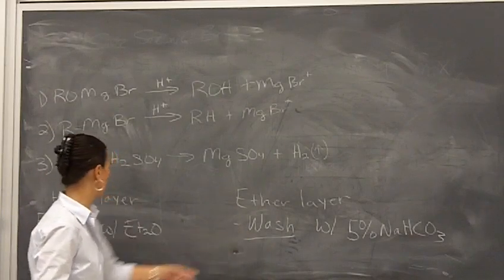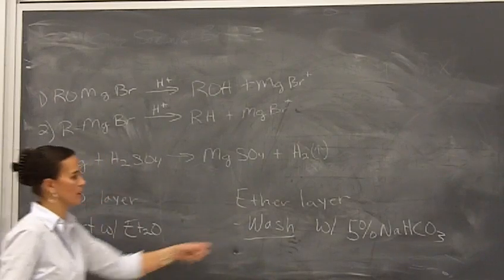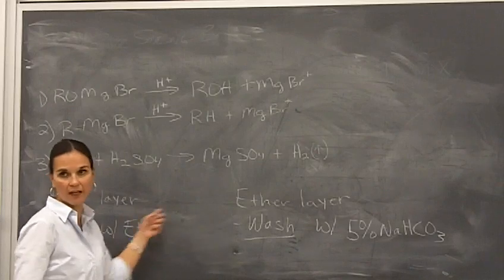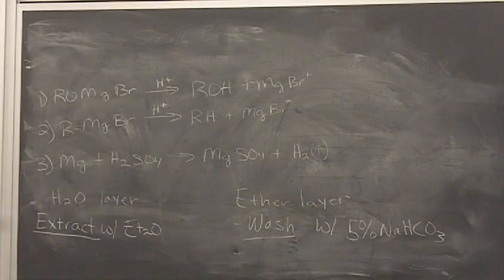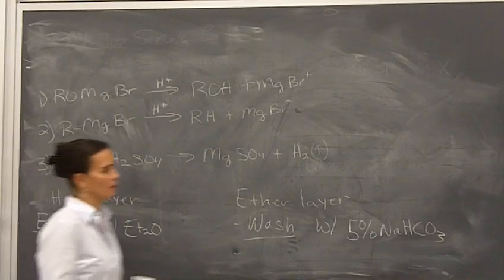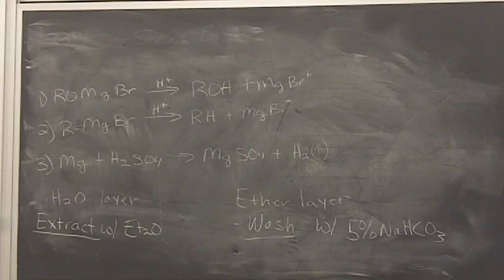Because if you combine this aqueous layer with this aqueous layer, this is acidic, this is basic, you'll get a little bit of a volcano, right? Keep your layers, keep them separate except for combining the ether layers. And then when you have your ether layer, what we're going to do is what's called drying the organic layer, okay?